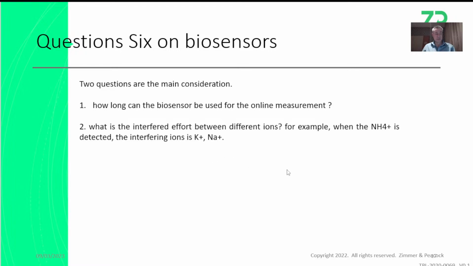Then the other question is, what's the interference, for example, between ions like sodium, potassium, and ammonium? And I understand why they're asking the question, because sodium, potassium, and ammonium are single charge cations, so they're similar, let's say. And I think there's a sort of reputation that ammonium and potassium have a similar size, therefore a similar charge density.